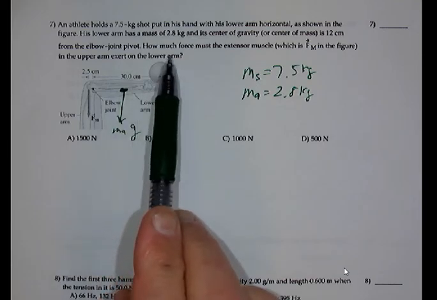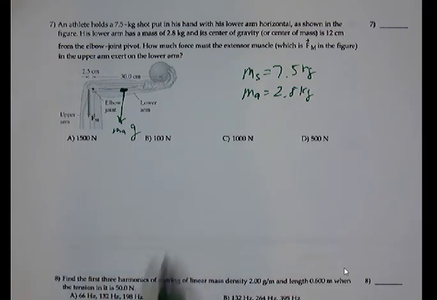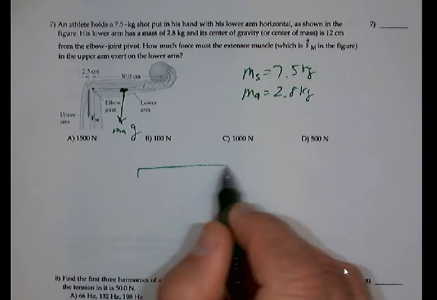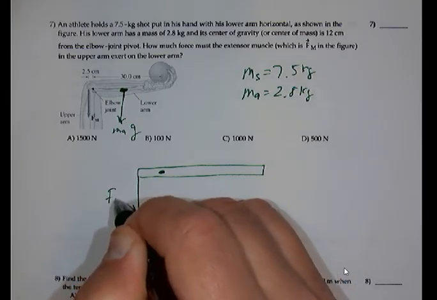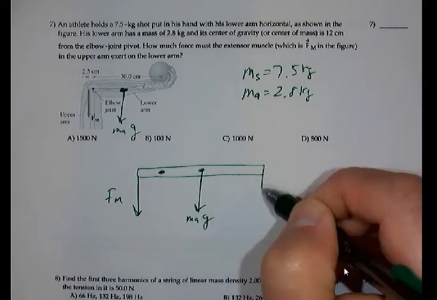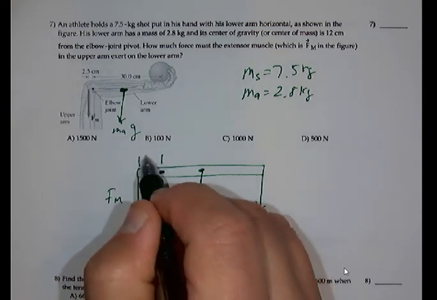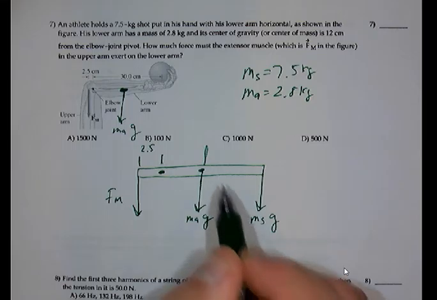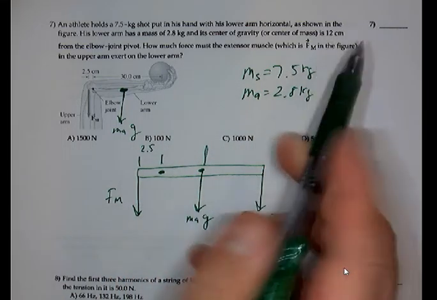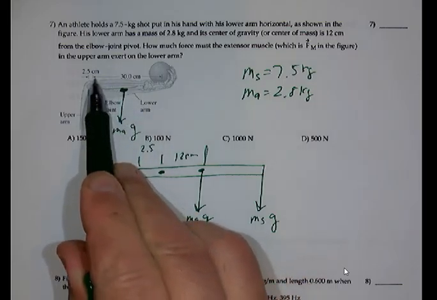Excellent. How much force must the extensor muscle, which is labeled FM here, in the upper arm exert on the lower arm? So we want to know how much this force is. So an extended free body diagram would be something like this. I'm just going to draw it kind of like a plank. So there's the pivot point. Here's F muscle over here. And then we have mass of the arm times G, and then we have mass of the shot put times G. And all these distances we know, this one is 2.5 centimeters. I don't have room to write the units, but it's centimeters. This is given as 12 centimeters from the pivot point. And finally, in the picture, this is 30 centimeters.